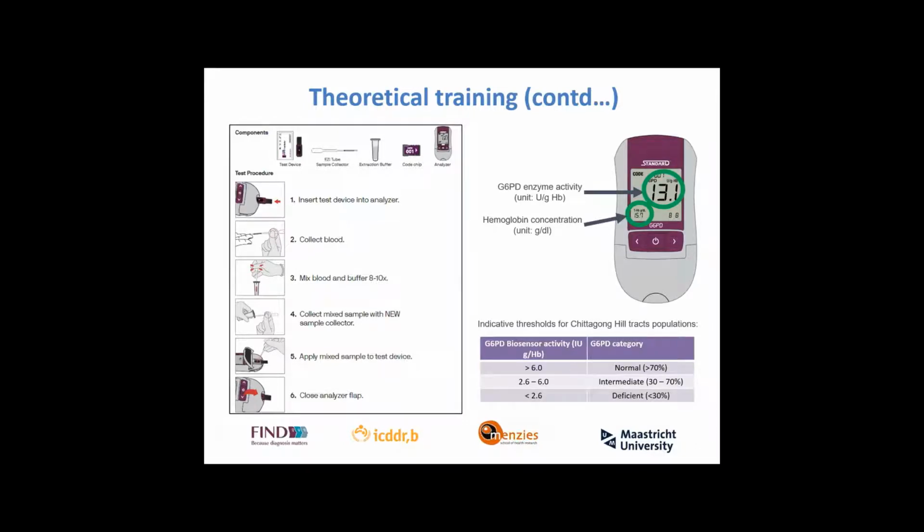So as I mentioned, we went through the step-by-step of the IFU, and we also used our local cutoff in these sessions. At that time we had an ongoing clinical trial, and we used the cutoff for normal, intermediate, and deficiency that we were using for that study. Next slide, please.